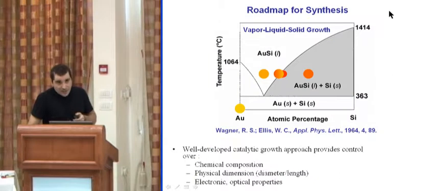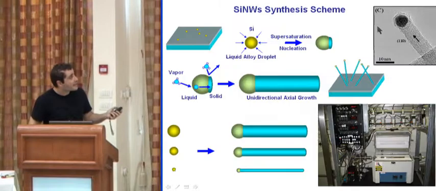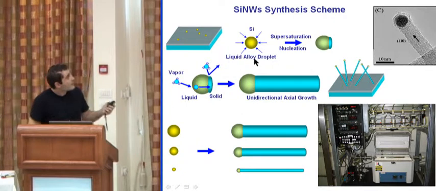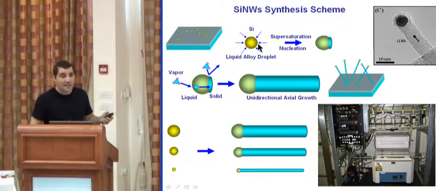The temperature of the growth is called the eutectic temperature. At this temperature, the gold droplet is in the liquid form. It mixes with the silane gas. This decomposes the silane gas inside the liquid droplet, and then we get what we call unidirectional axial growth.